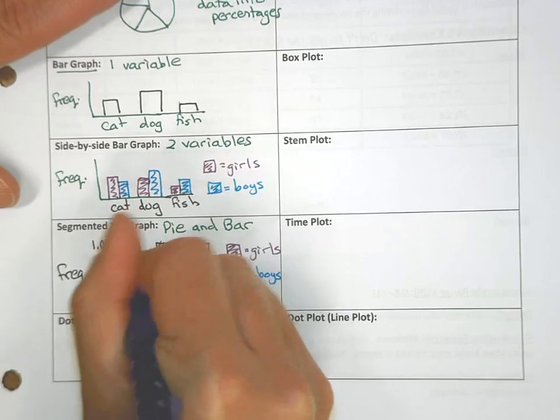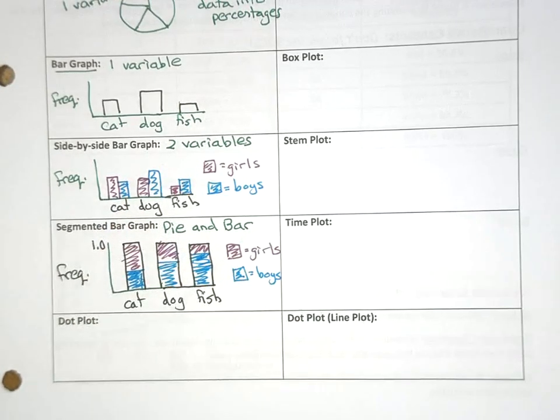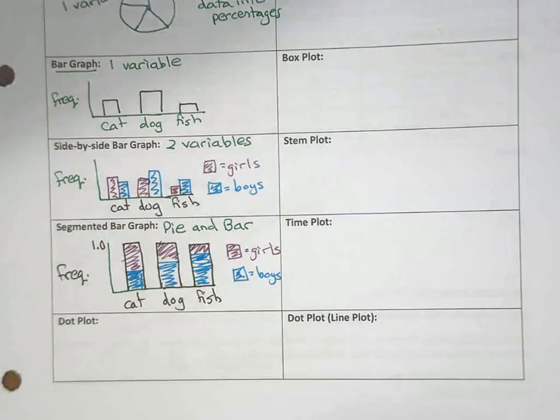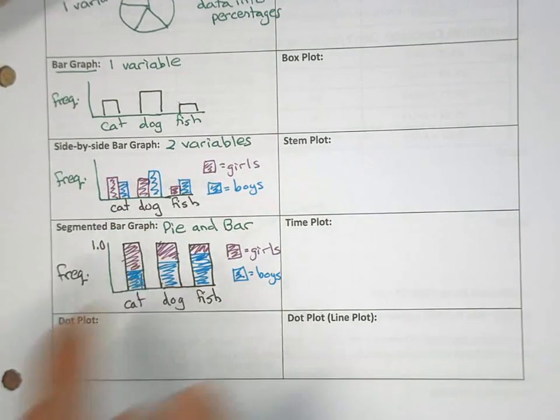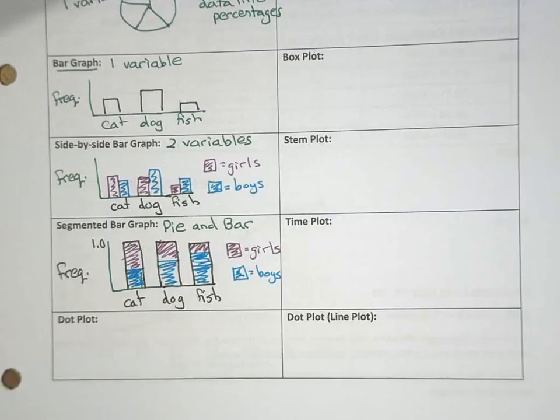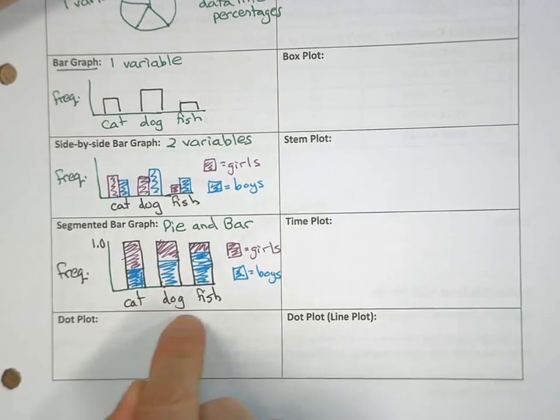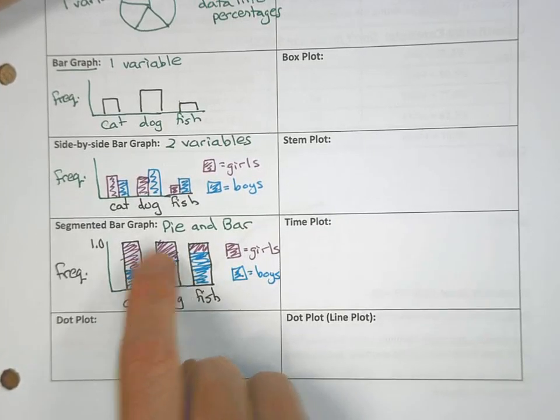Now this is only 2 different variables. You could include more in there. Well, at least the blue and the purple, there's only 2 different parts, categories of that variable. You could have more. And I could have done cat, girl, and boy on the bottom and had 3 different colors inside the bars.